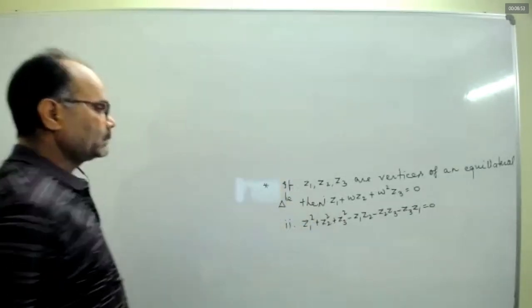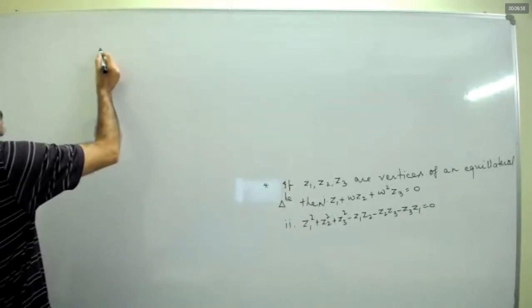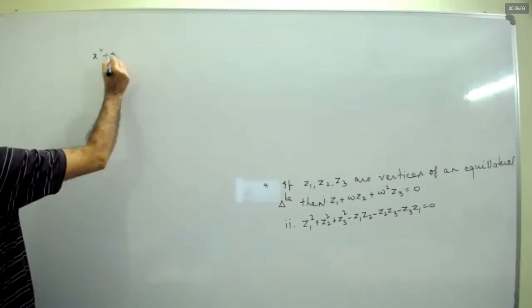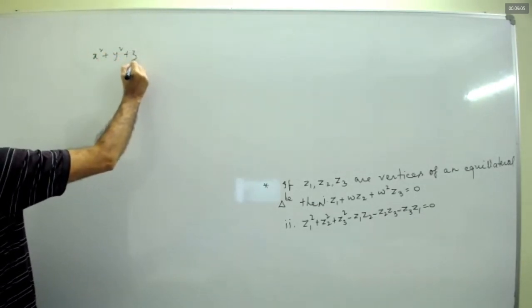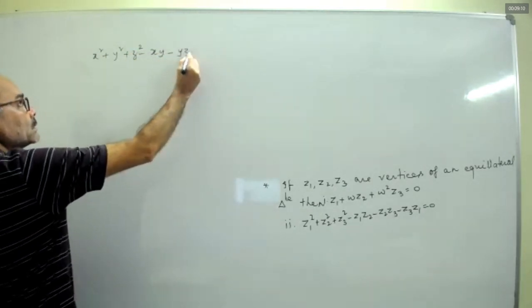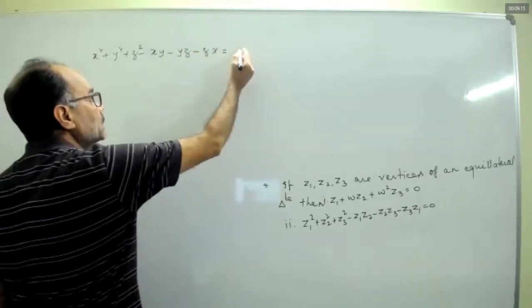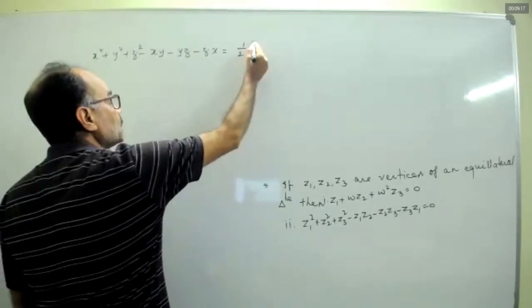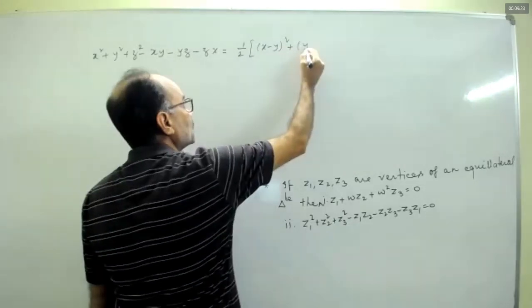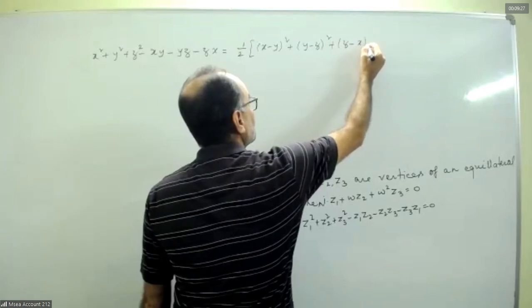See, this expression, don't write it. This type of expression will come again and again. So I told you that x square plus y square plus z square minus xy minus yz minus zx, in real plane, can be written as x minus y whole square plus y minus z whole square plus z minus x whole square.